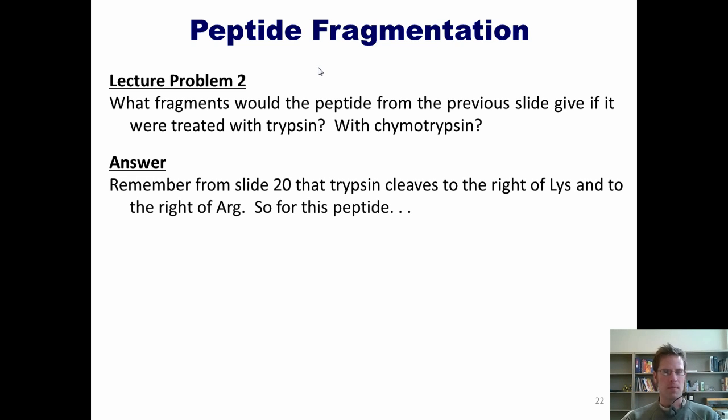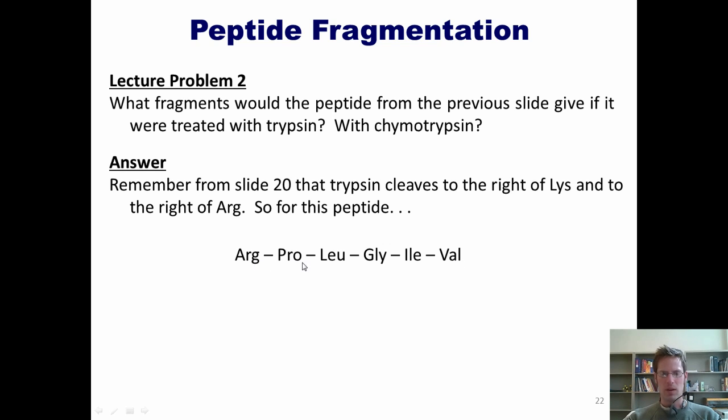So here's our answer. I want you to remember from 2 slides ago that trypsin cleaves to the right of lysine and to the right of arginine. So here's our peptide from the previous example. What trypsin will do is it will come down here and find anywhere that there's an arginine, and it will break the bond to the right. And anywhere there's a lysine, it will break the bond to the right.